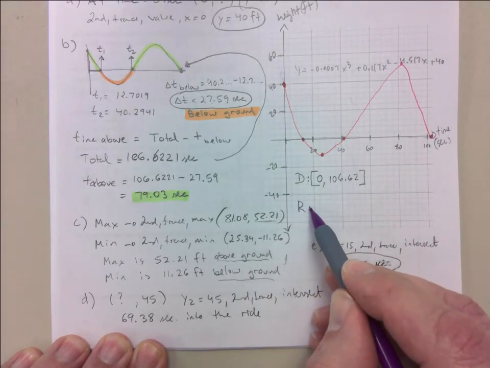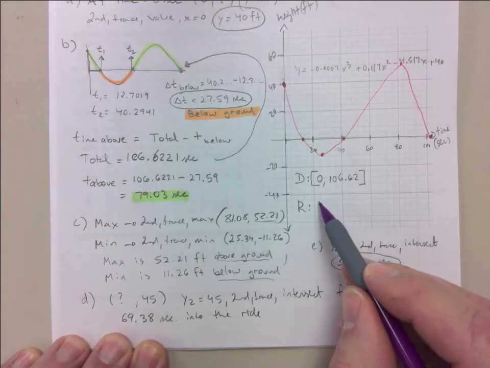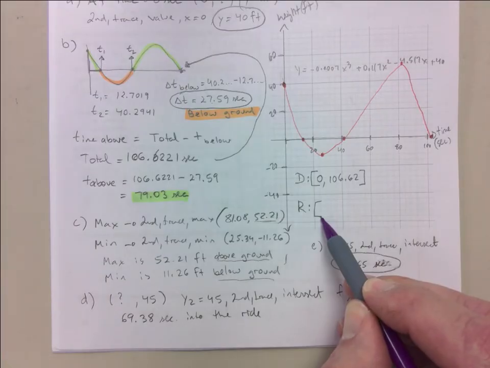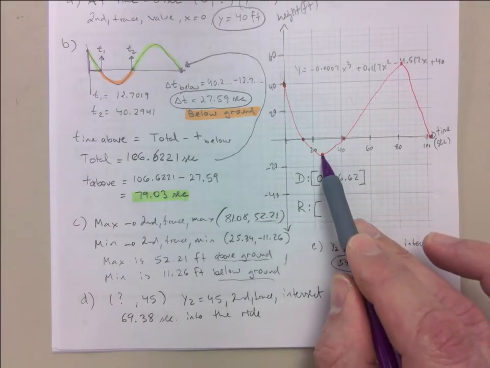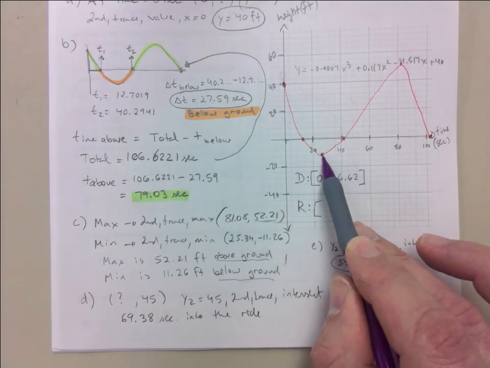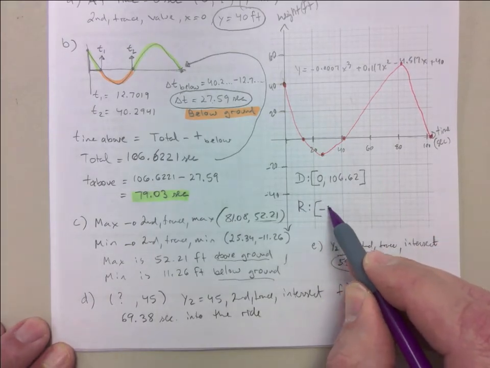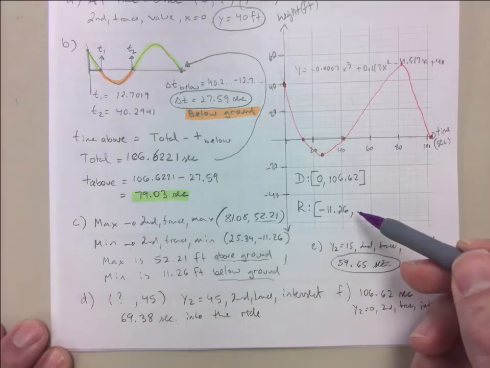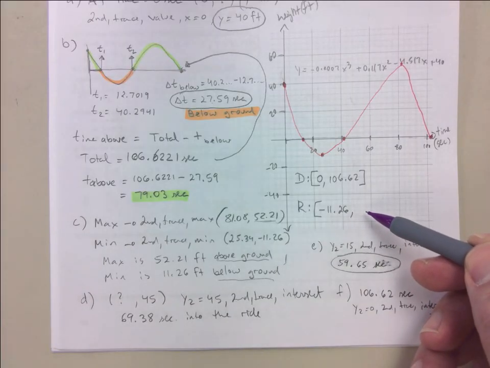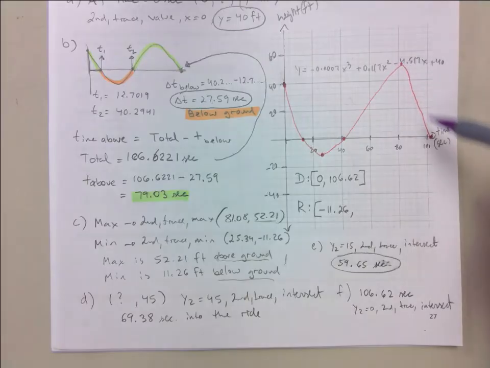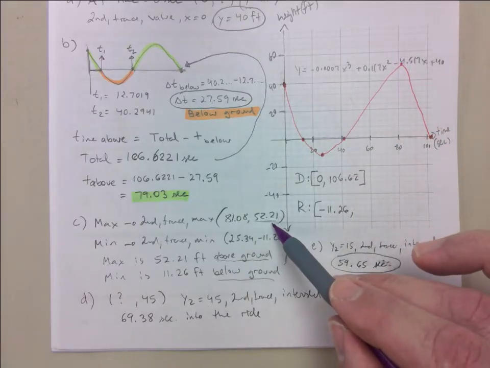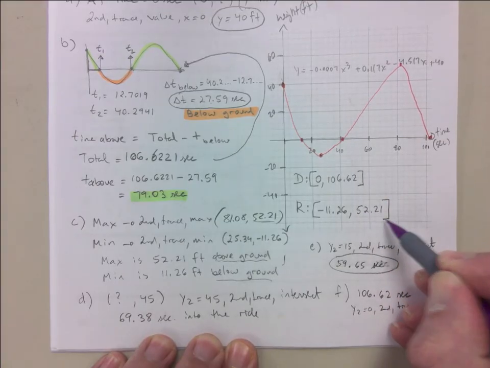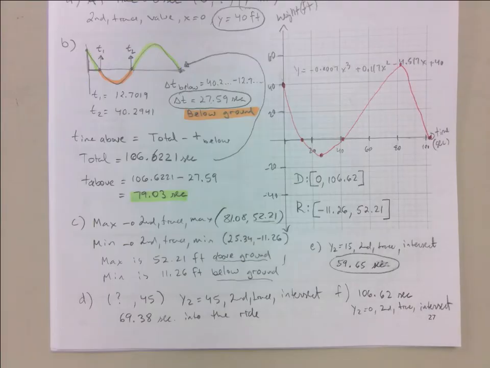For the range, what's the lowest value I ever get to when it comes to the y values? Right here, right? So that would be negative 11.26. And the highest I ever get to in this whole ride is 52.21. Okay.